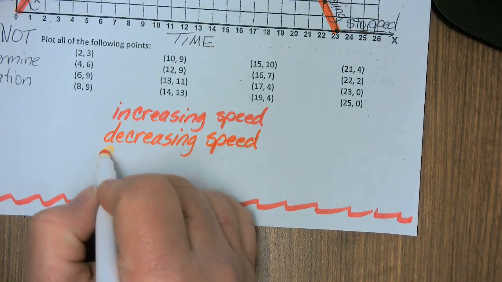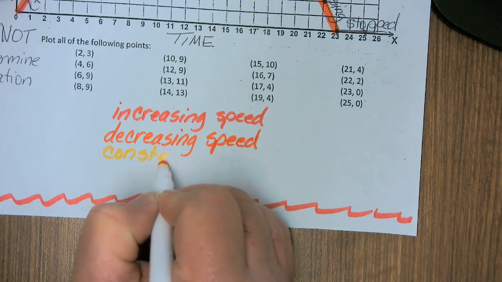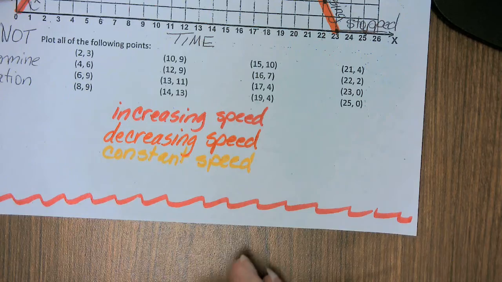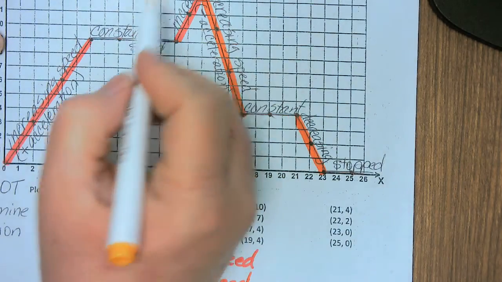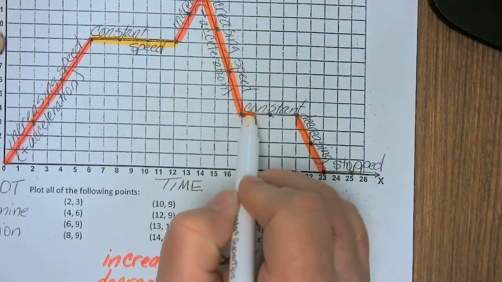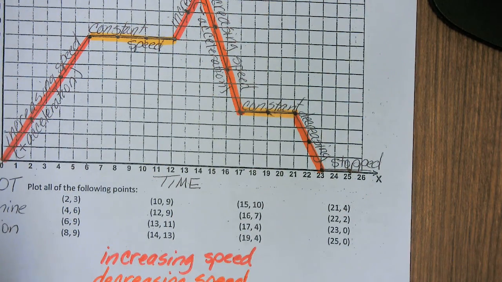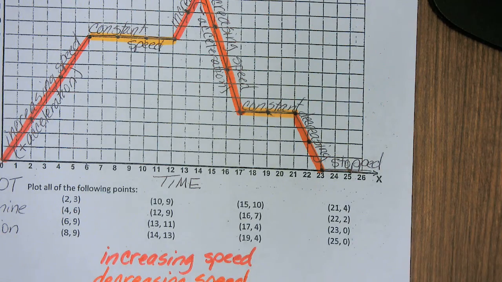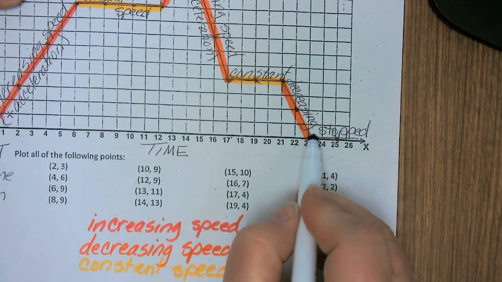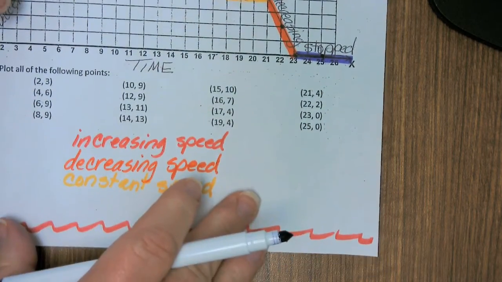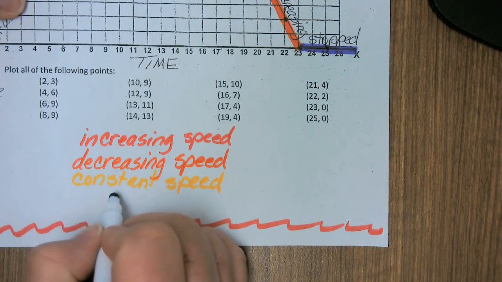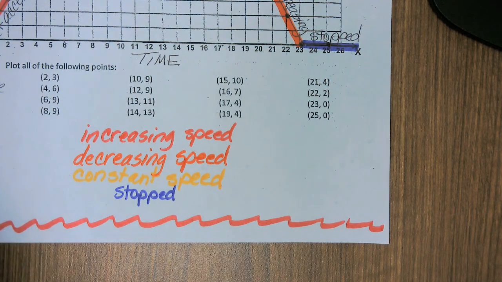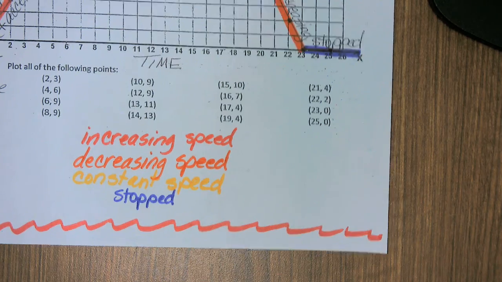I'm also going to mark constant speed. And I have 2 locations up here where my object was maintaining a constant speed, and I'll mark those. The last section that I'm going to mark is this section right here where we are stopped. I will mark it and then come down here and put it in my key. So purple for me is stopped.